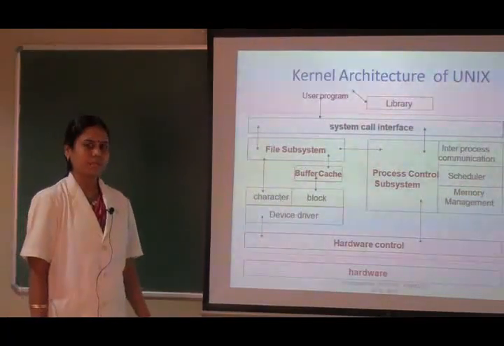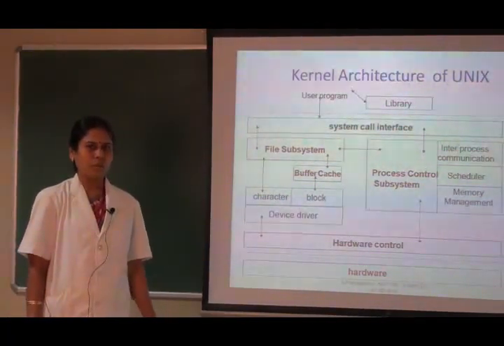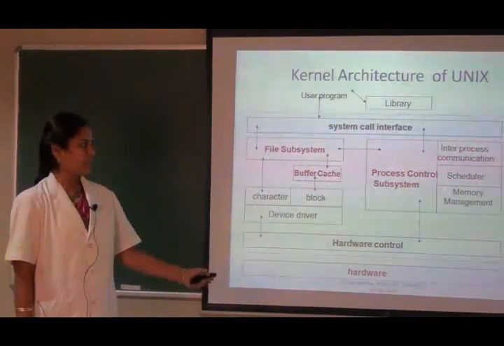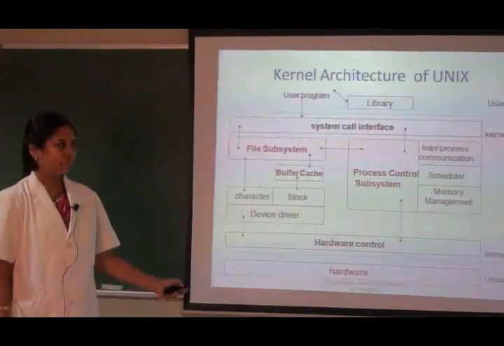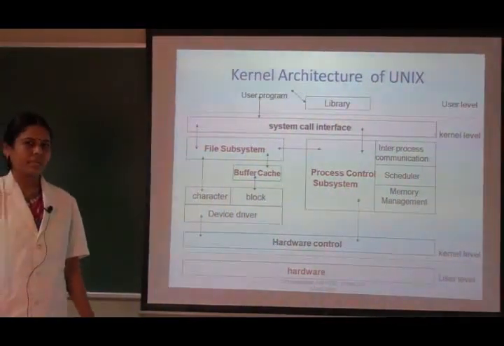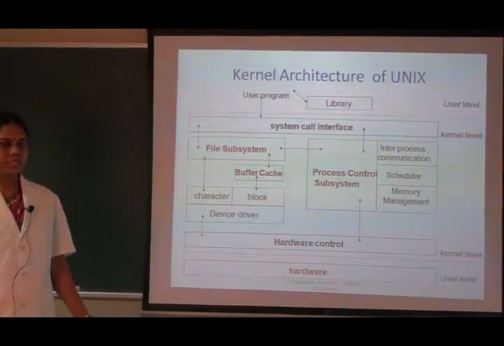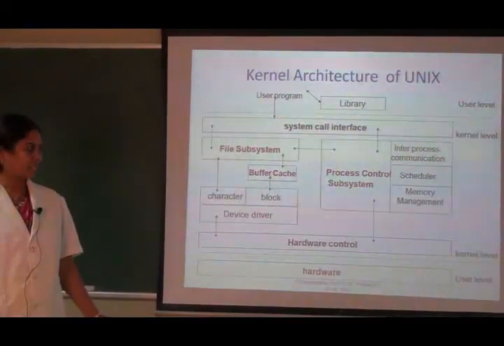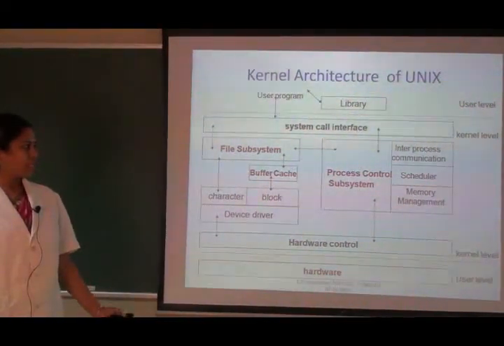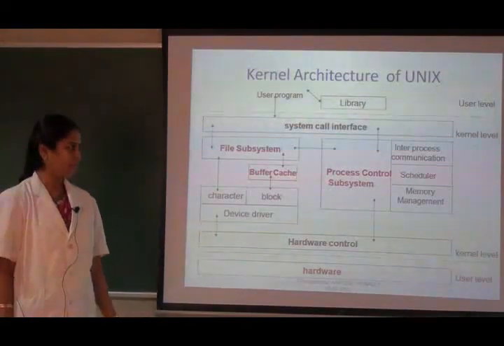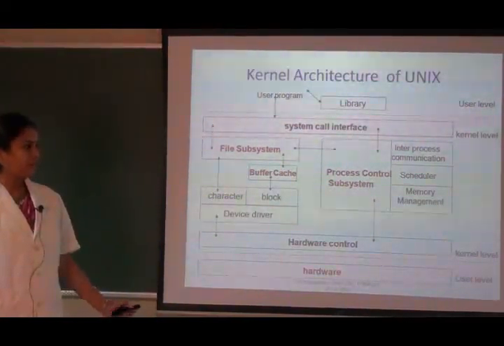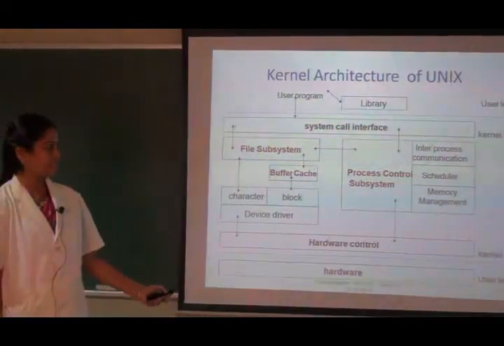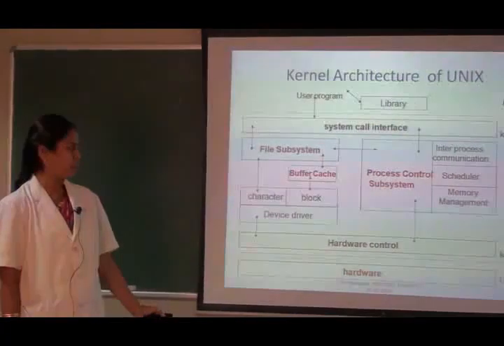The process control subsystem deals with all processes, and it has other submodules: interprocess communication, scheduler, and memory management. Interprocess communication lets processes interact with each other through system calls. The scheduler does CPU scheduling for all processes. Memory management handles the virtual address space of the program. As the physical memory size is limited, there is swapping between secondary memory and main memory. This is handled by the memory management module.